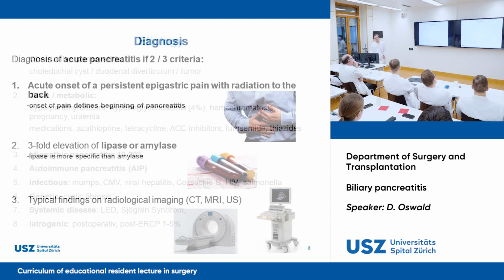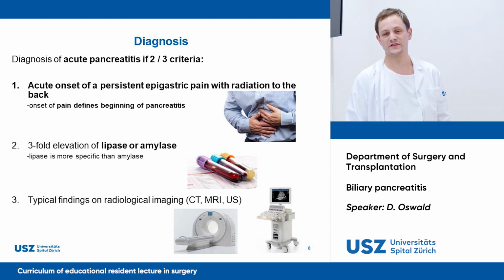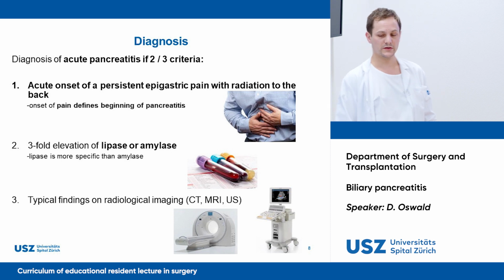every ERCP. To make the diagnosis of acute pancreatitis, you need 2 out of the 3 following criteria. The first is the acute onset of persistent epigastric pain, often with radiation to the back, and the onset of the pain defines the beginning of the pancreatitis. Other possible symptoms are nausea and vomiting with up to 80%, symptoms of intestinal paralysis up to 70%, and tachycardia or vigilance disorders.